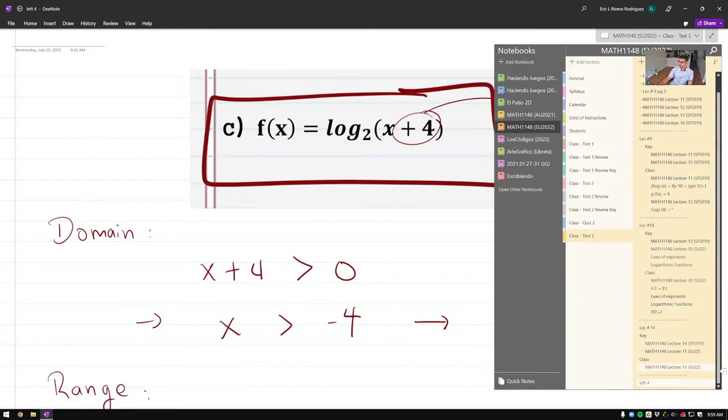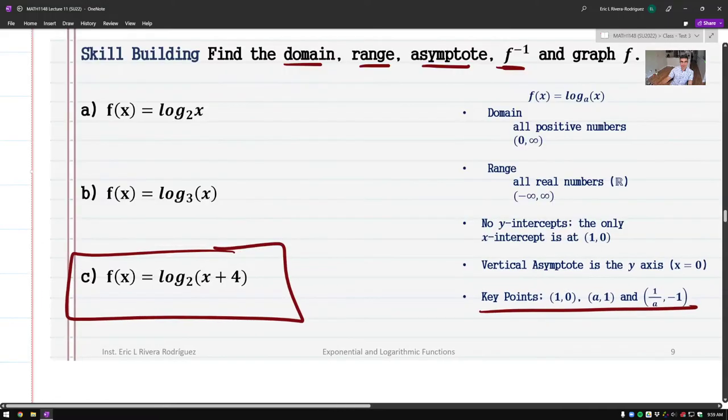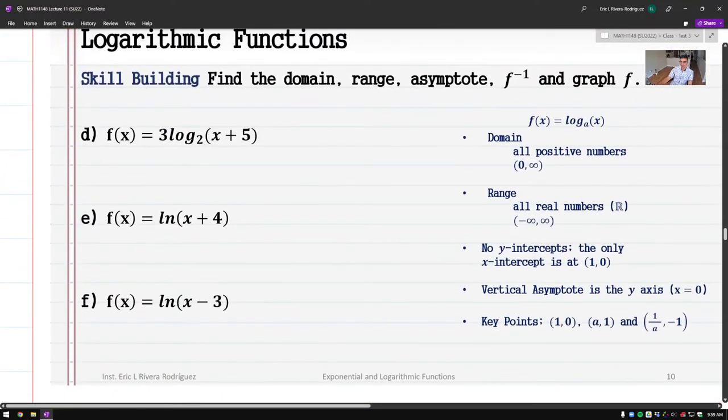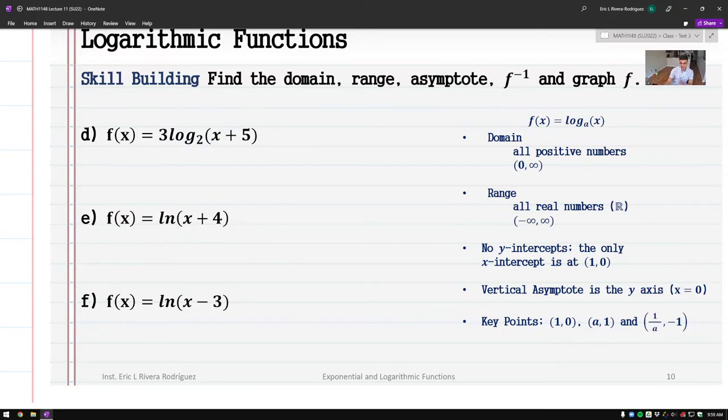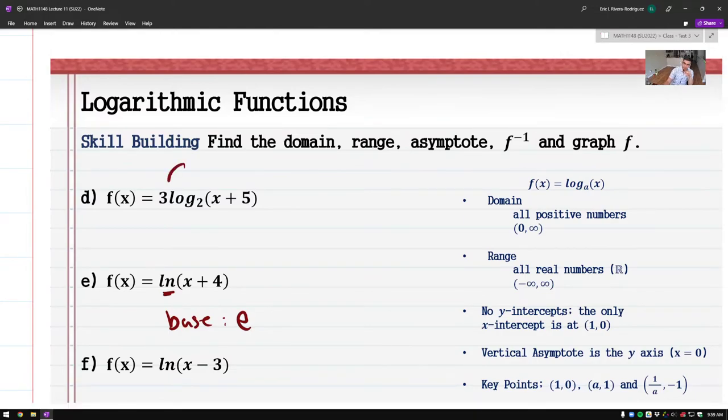Any questions? Okay, we have more exercises here. I'm going to leave this blank so you can practice them, and if you have questions, you can ask about them. Remember that ln, the base, is e. And remember the effect of having a factor or a multiplication in the output. There's a transformation there.